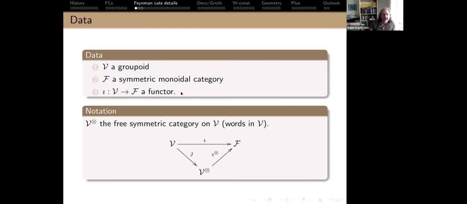So what is a Feynman category? It's a symmetric monoidal category. I said it had a special property. One of the properties is it has sort of a base of objects, which is given by a groupoid. So actually the point is it's not only a base of objects, it's a base of the underlying groupoid. And this works like this. You have basic objects which form a groupoid. You take the symmetric monoidal category on that. So this is still a groupoid. These are words in these elementary objects.